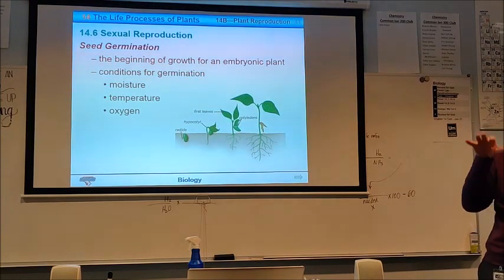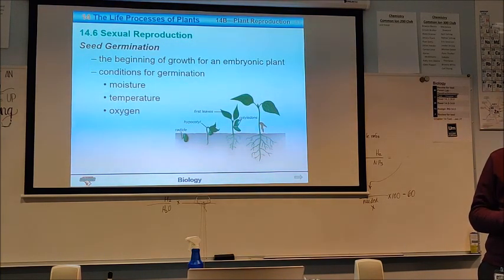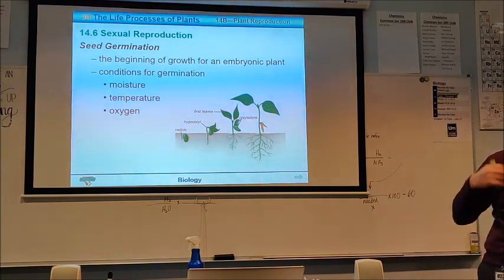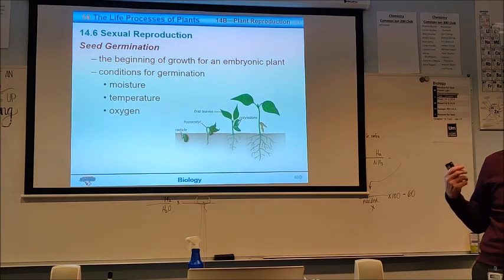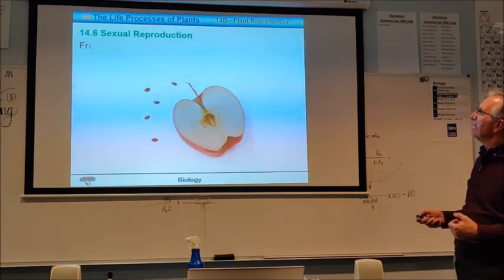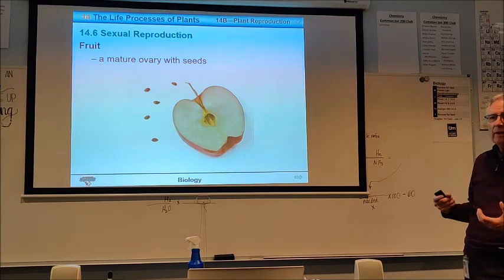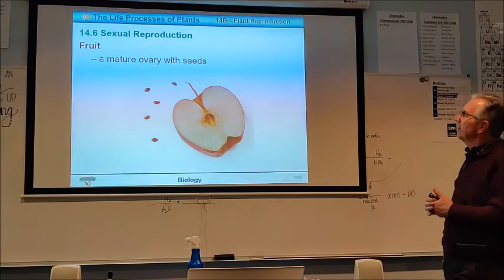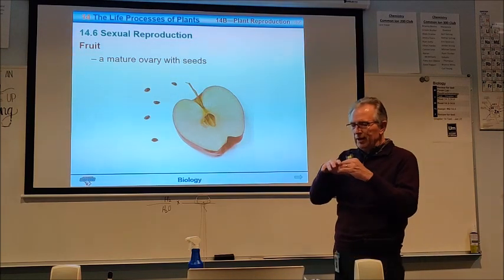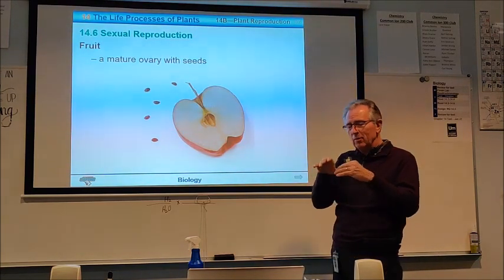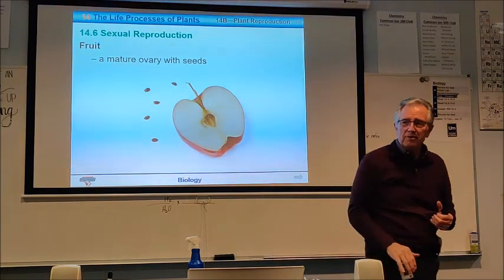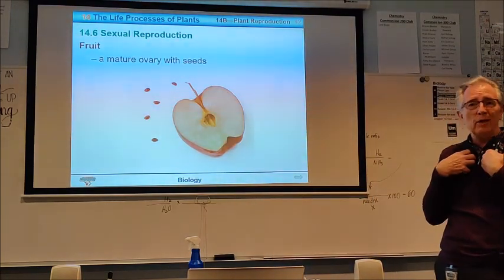Now, once the plant is up, it's amazing how much more water they can tolerate, because they're constantly drawing water out of the soil and helping to dry it out. Now, when the seeds have been fertilized and the ovary matures, then you'll see this fleshy stuff around the outside, and that's going to be the fruit that you're going to eat.